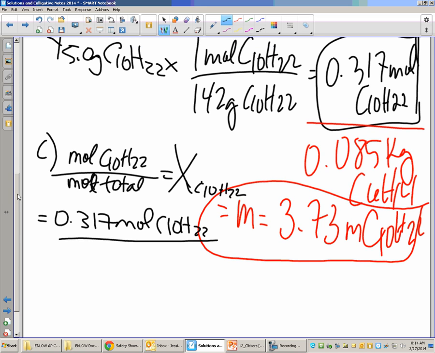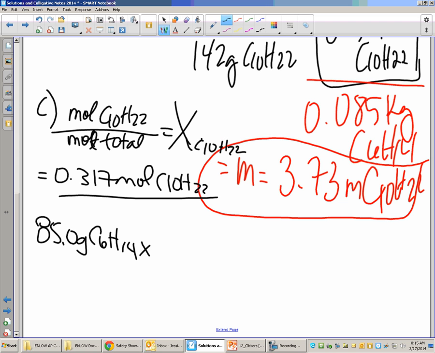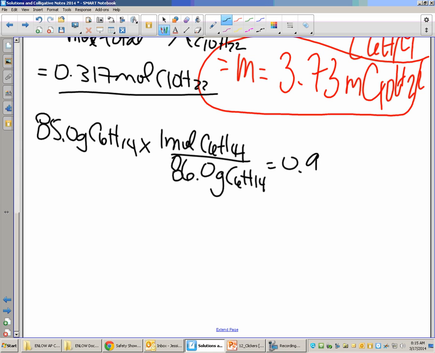Molar mass of hexane. Alright, so I need molar mass of hexane. I need 85.0 grams of hexane. What's the molar mass? Keep doing it in your head. 86. Good job. Just practicing that mental math. 1 mole of hexane is 86. That's about 1 mole. You can see from the top here, 1 gram of hexane is 0.988 moles of hexane.